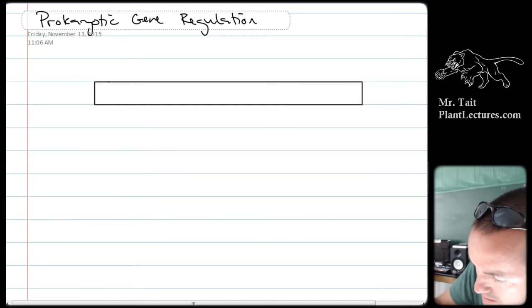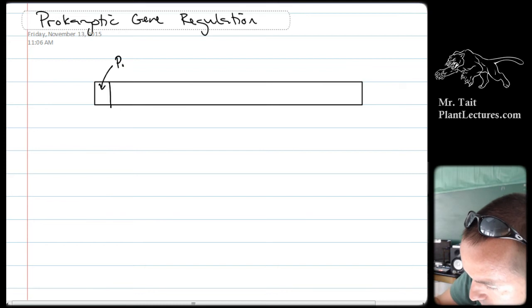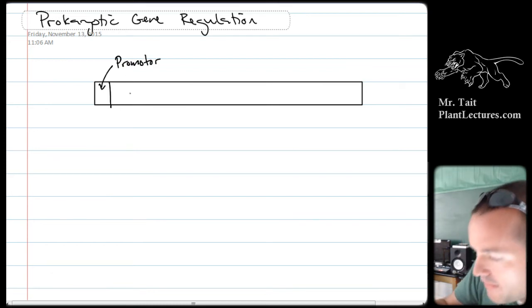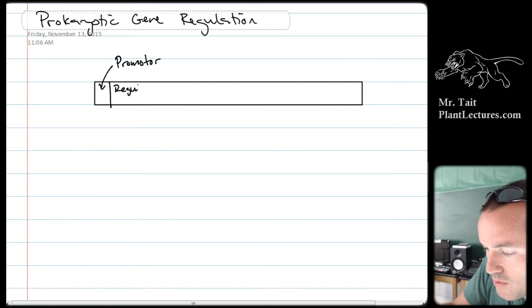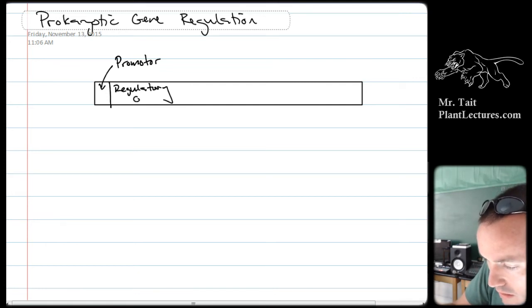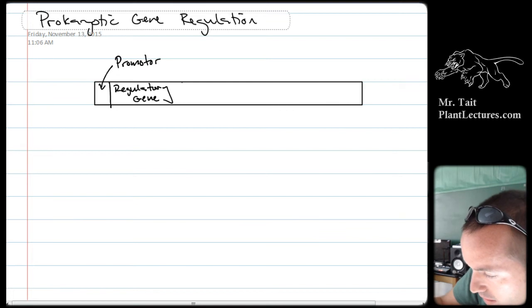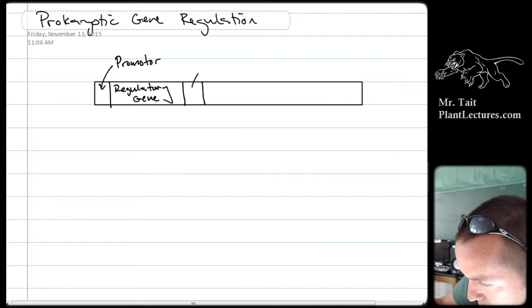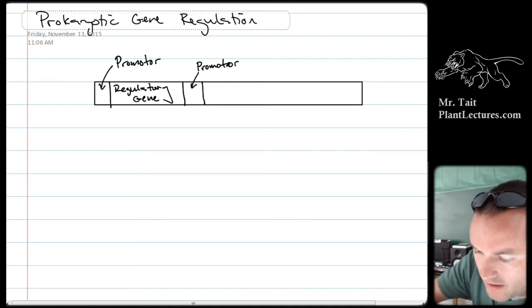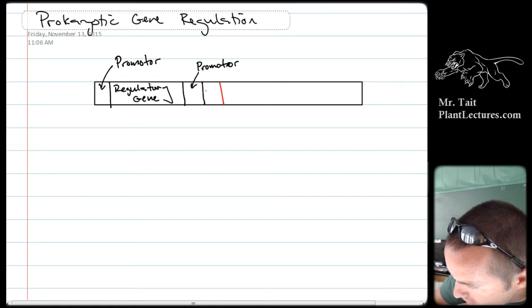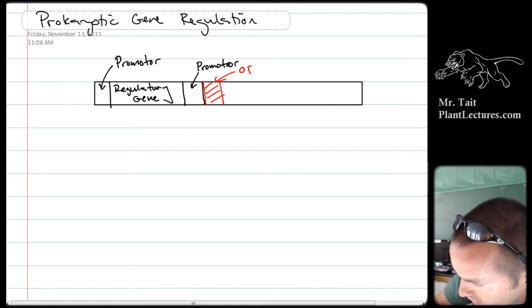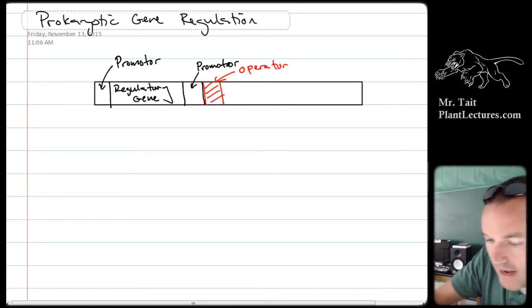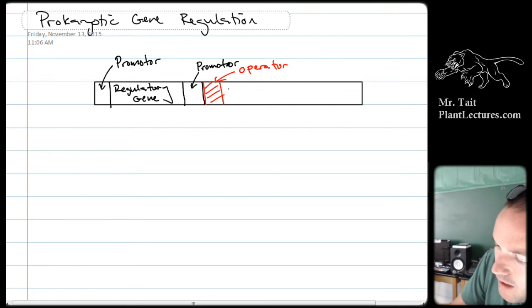At the very front, there's a promoter. Then there is an area that's called a regulatory gene. Then there is another promoter. Then there is an area that is called the operator. Okay, and after the operator, there is a functional or structural gene.